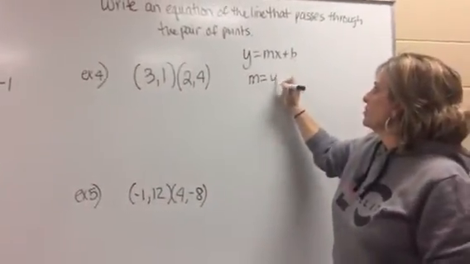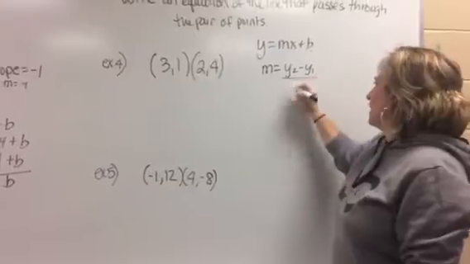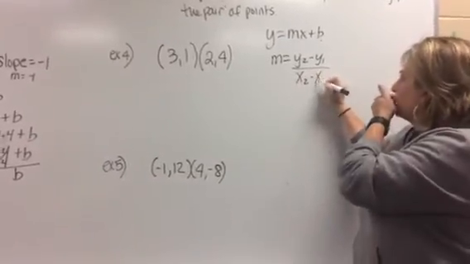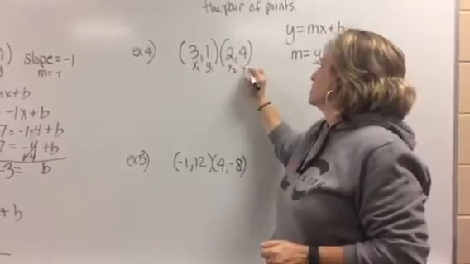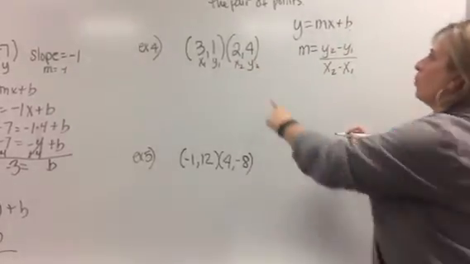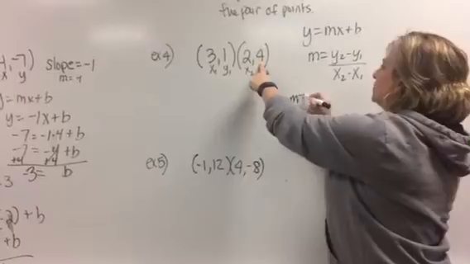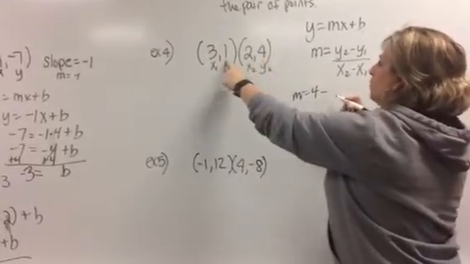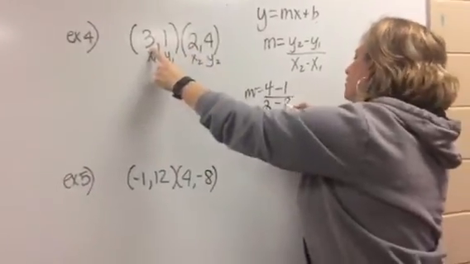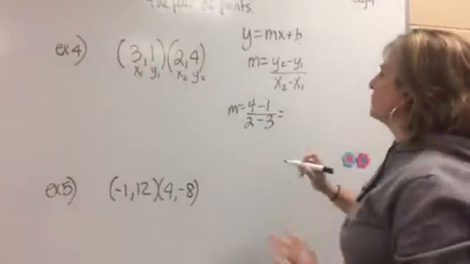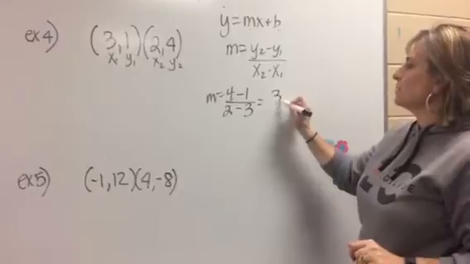M equals y2 minus y1 over x2 minus x1. This is x1, y1. This is x2, y2. Okay? y2 is 4, so M equals 4 minus 1 over 2 minus 3. We've already done this, so this should be all review. 4 minus 1 is 3.